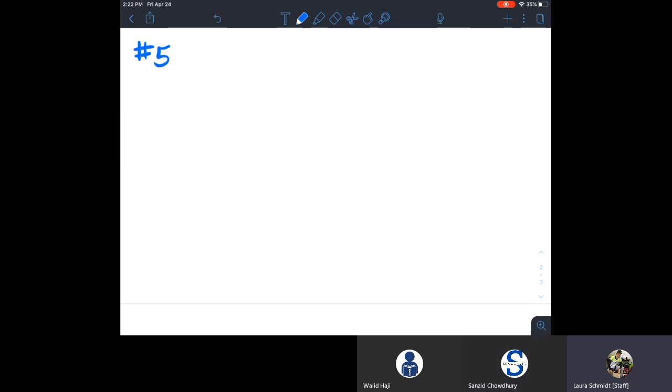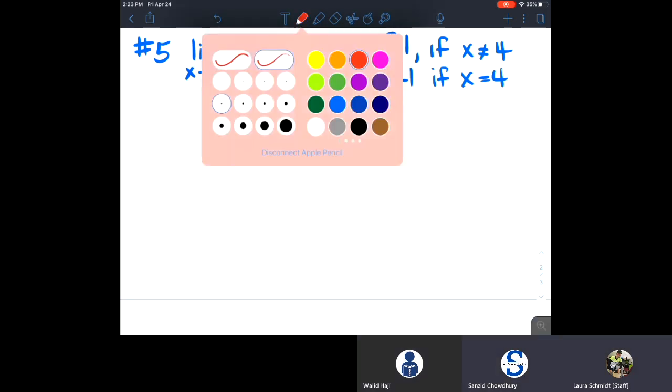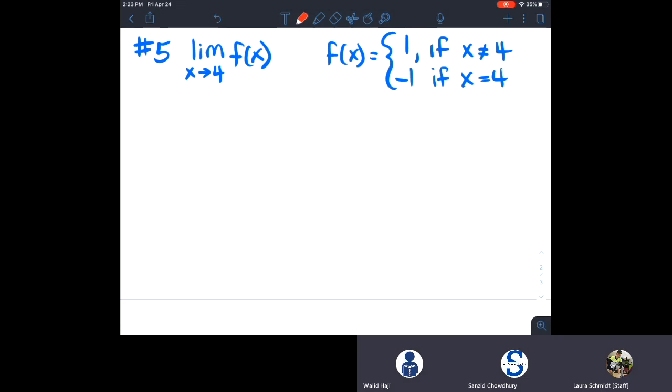Okay, question 5. The limit as x approaches 4 of f of x, where f of x equals 1 if x doesn't equal 4, and -1 if x equals 4. That's super weird, huh? I checked the back of the textbook and it said 1, and I was confused. I don't know what's going on. I couldn't do that question.